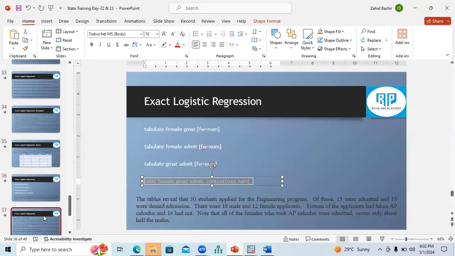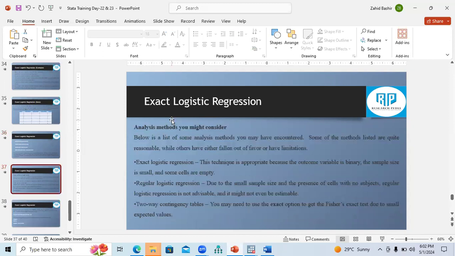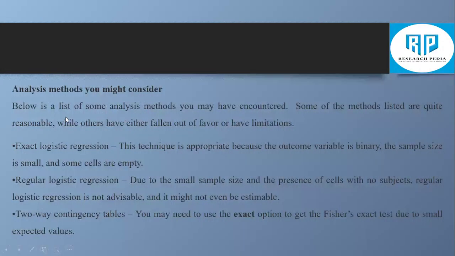Now we go into the exact logistic regression, but before that, we need to understand what alternatives we have to applying the exact logistic regression. Below is a list of some analysis methods you may have encountered. Some of the methods listed are quite reasonable, while others have either fallen out of favor or have limitations. For example, we have the exact logistic regression. This technique is appropriate because the outcome variable is binary, the sample size is small and some cells are empty.